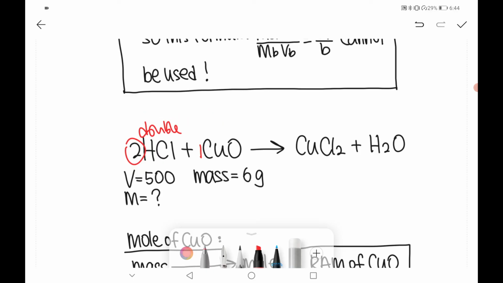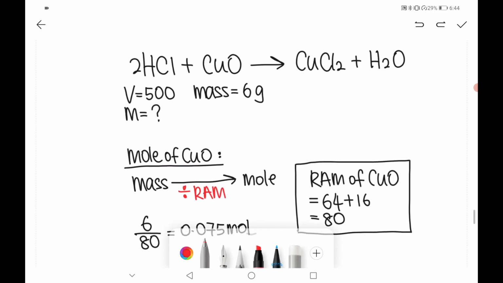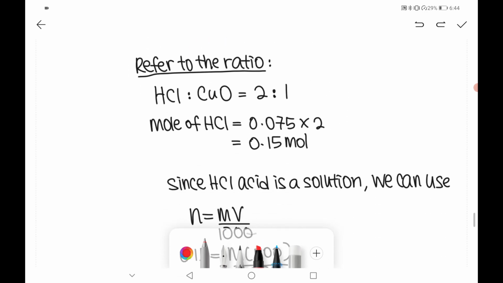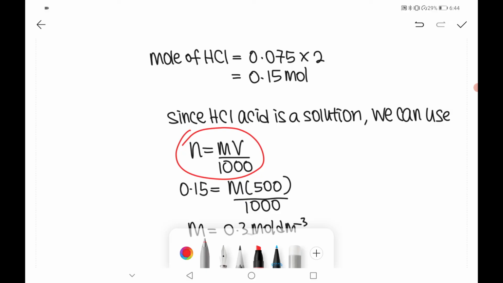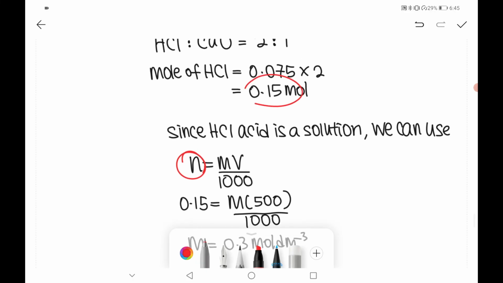By doing the ratio, now you can get the mole for your hydrochloric acid. Once we get the mole of hydrochloric acid, what is the last thing we can do? We know the acid is a solution. For a solution, we can use n = MV/1000. So put in all the values. The mole of the acid is 0.15. We put it in here.